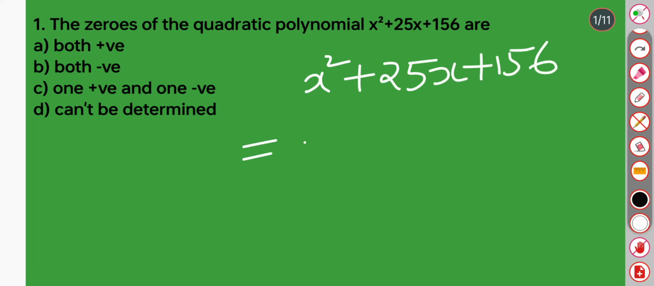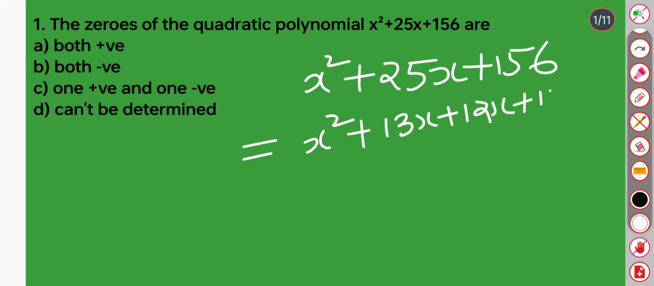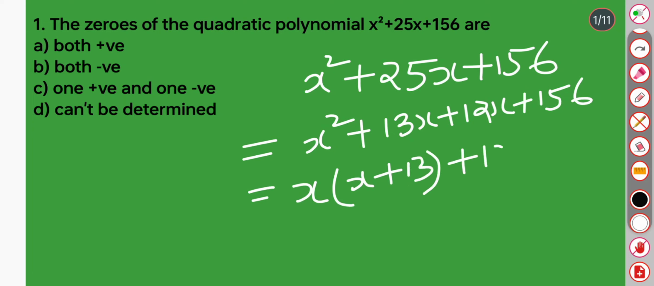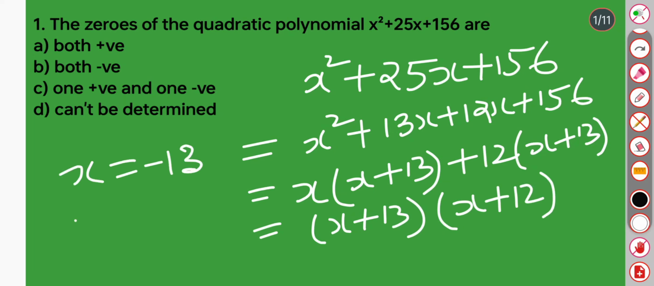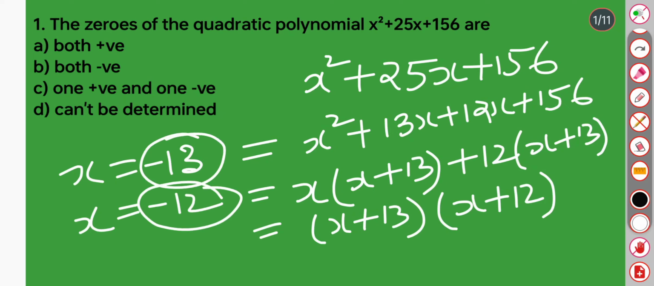So if you break this, you will get 13x plus 12x plus 156. If you take common, you will get x common, so x plus 13. Similarly, if you take 12 common, you will get x plus 13. So you will get x plus 13, and what is left outside? x plus 12. Now if you do either or, x you will get minus 13. Again, if you do or, you will get x equal to minus 12. That means both the zeros are negative. That means option number B is the correct one.